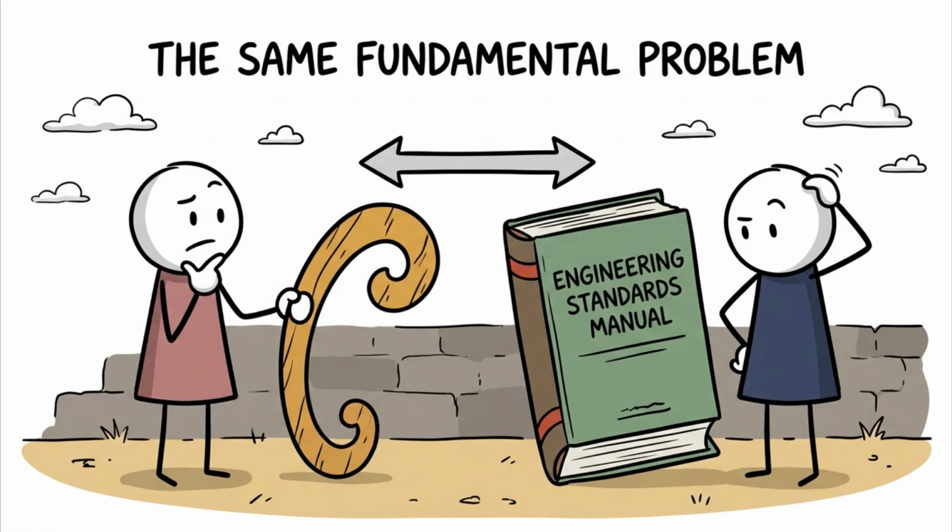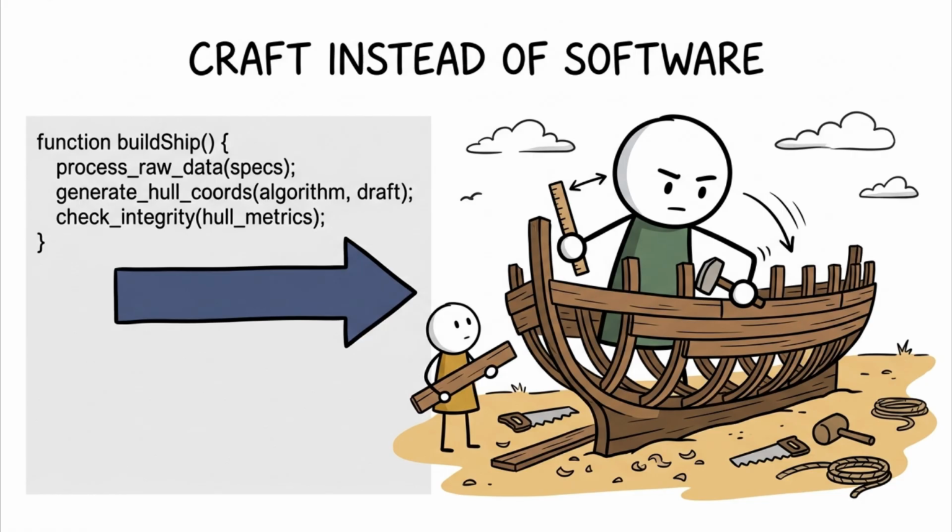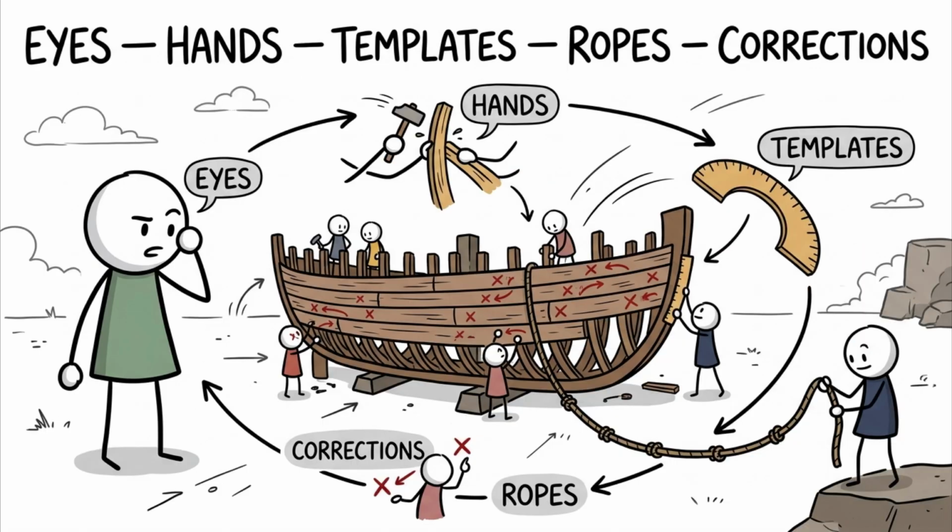That is the same fundamental problem faced by modern engineering standards. Preserve what prevents failure while allowing adaptation to a new situation. Ancient builders encoded that balance in craft instead of software. Their algorithm ran through eyes, hands, templates, ropes, and repeated corrections.